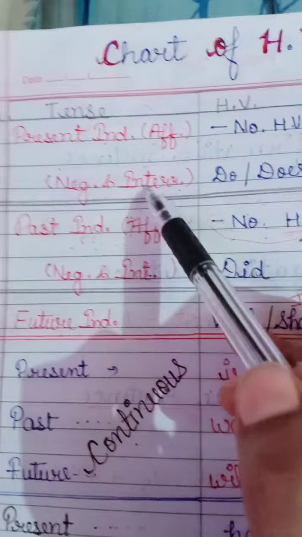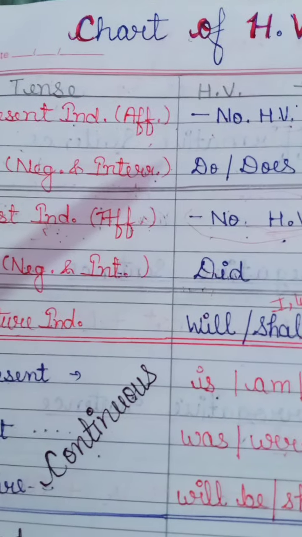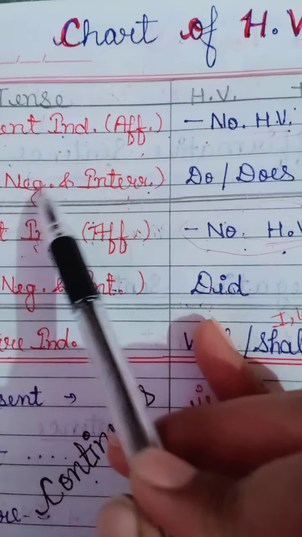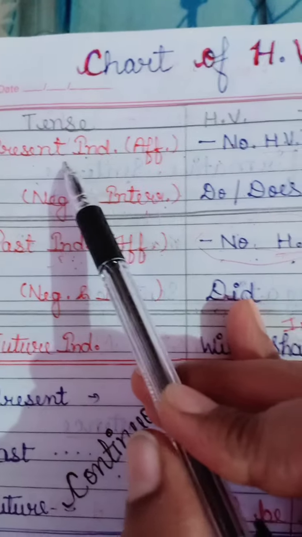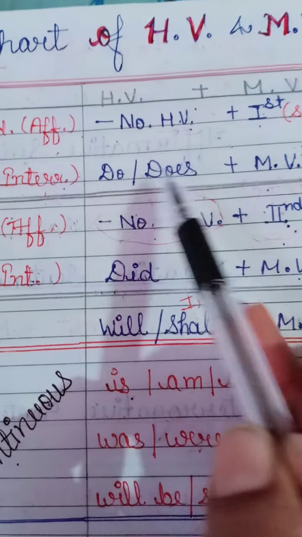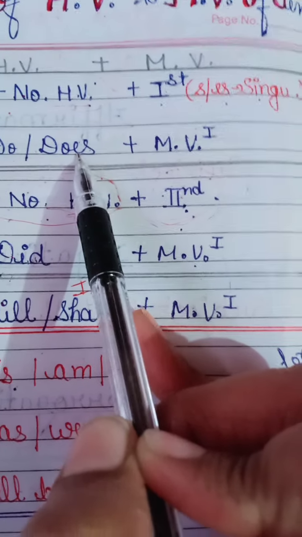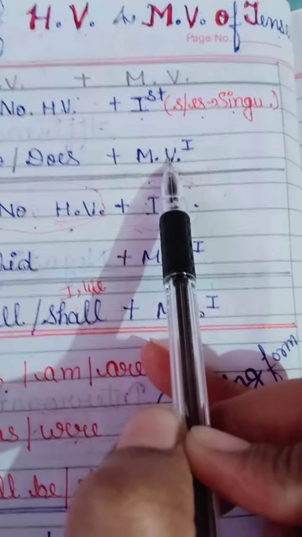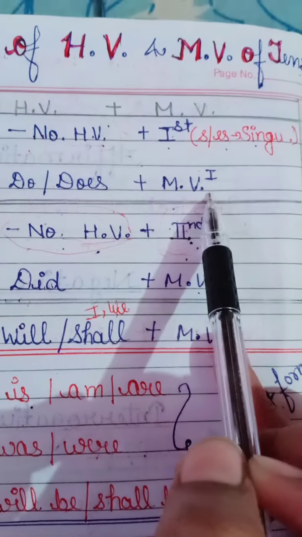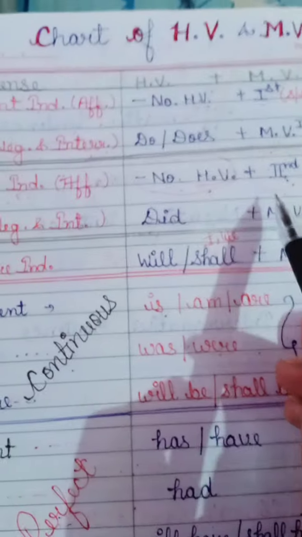Now the negative and interrogative part of present indefinite tense. In the interrogative and negative part of present indefinite, there is the helping verb do or does. Do along with the plural numbers, does along with the singular numbers. And it also takes the first form of main verb. As in the affirmative, it also takes the first form of main verb. So guys, we can say in present indefinite affirmative, it takes the first form of main verb.